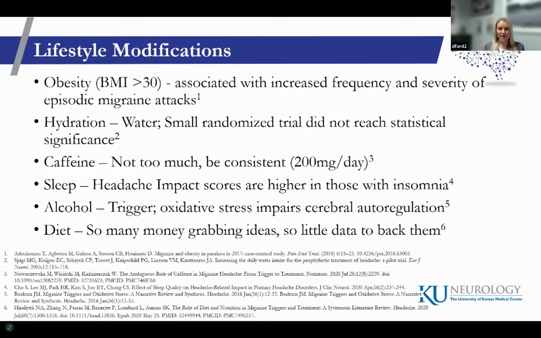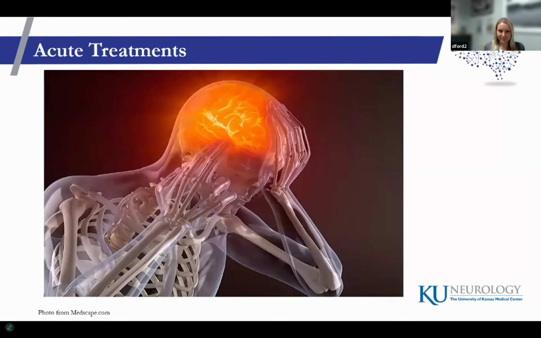But in general, if you find a trigger, avoid it. I have a whole list that I hand my patients and I say, go through it. If you see something, you're like, okay, that's definitely one for me. Great. But I think it's very difficult to manage our diets around migraine. But I think doing a healthy diet is the important thing, and exercising is always good. Next slide. So we'll move into acute treatments. Next slide.